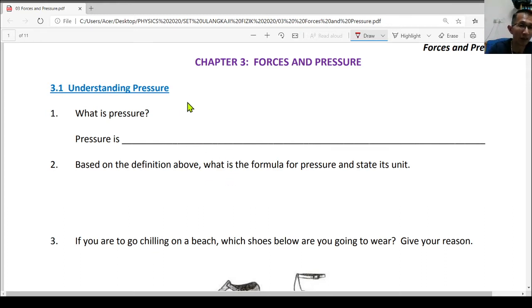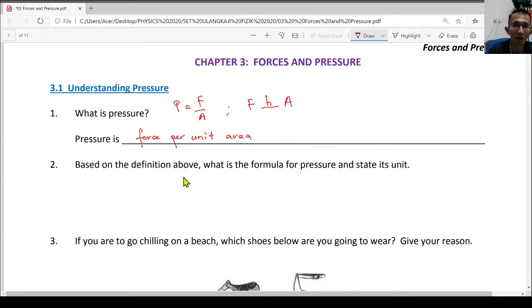Okay, what is pressure? So, if we recall pressure, P equals F over A, whereby the force must be perpendicular to our area for us to calculate pressure. So what is pressure? Pressure is force per unit area. So that is pressure.